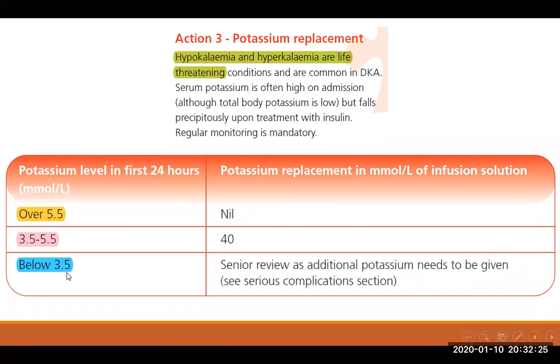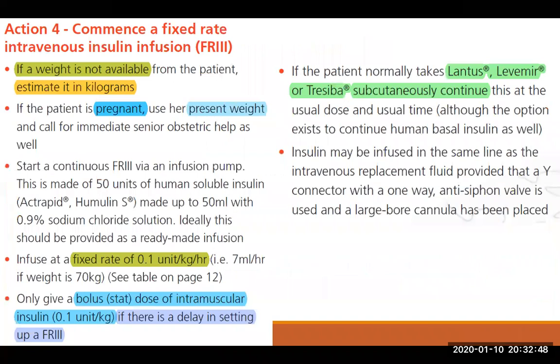If initial serum potassium is less than 3.5, hold the insulin, correct the hypokalemia. If serum potassium is more than 5.5, don't give intravenous potassium initially. If serum potassium is between 3.5 and 5.5, you must give 40 millimole per liter of potassium replacement. For fixed rate intravenous insulin infusion, if weight is not available, you must estimate it. In a case of pregnancy, use her present weight, and this is a question.